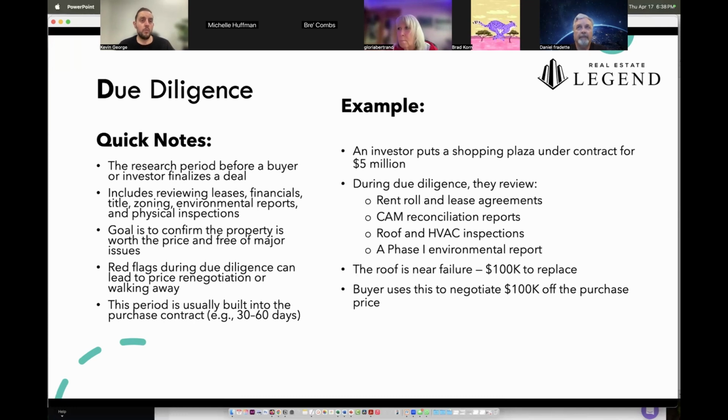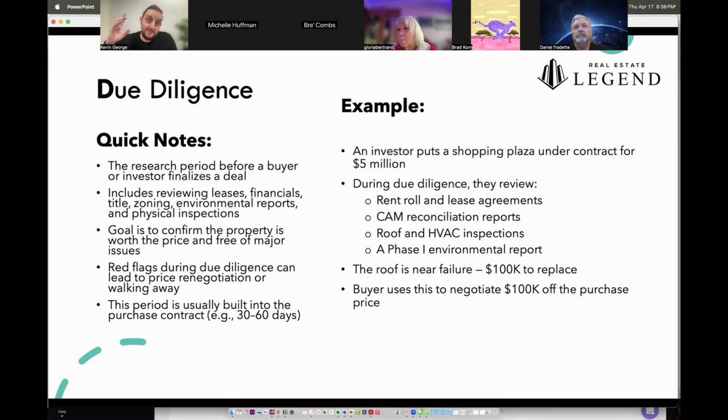You have to know what you're buying, right? You've got to make sure you know which issues. Are there any issues here? Usually due diligence is going to take a little longer in commercial than residential. Due diligence is typically 30 to 60 days, sometimes more. I've seen people do 4 months of due diligence before.